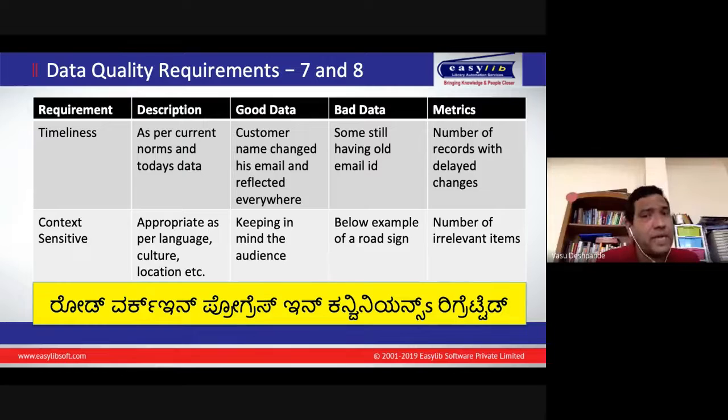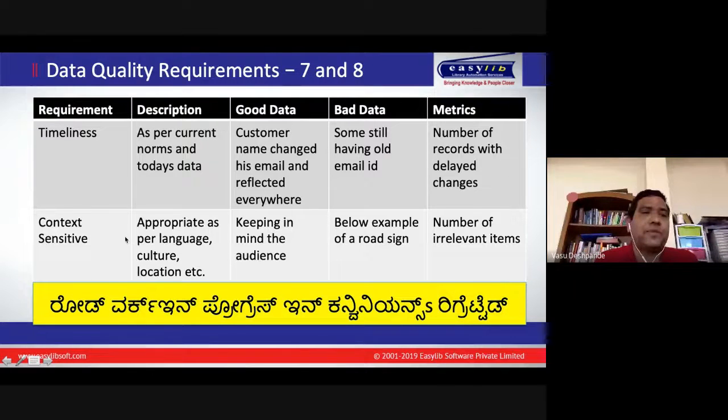So that's the timeliness. How do you measure whether your data is timely or not? You want to measure something like how long you are taking for updating all the systems. In an ideal world, the moment I put a new email ID, it should change across all the systems where this email ID is there. But in reality, it may take 2 days, 5 days, and some places it may not even get updated, right? So you want to make sure you mention this delayed changes metric.